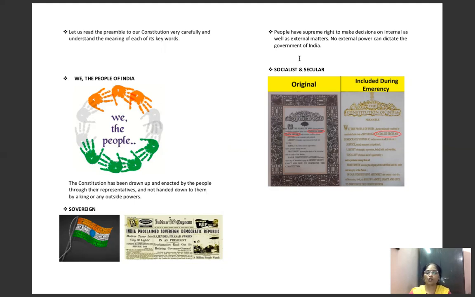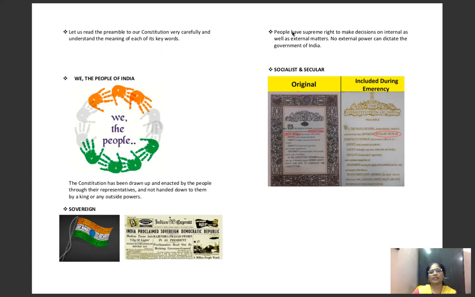Next comes sovereign. As you can see, this particular image from the newspaper, the Indian Express, says that in 1947, India proclaimed itself a sovereign democratic republic. Sovereign means people have supreme rights to make decisions on internal as well as external matters. No external power can dictate the government of India.